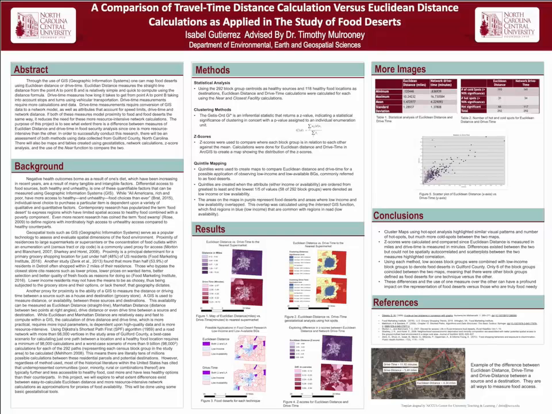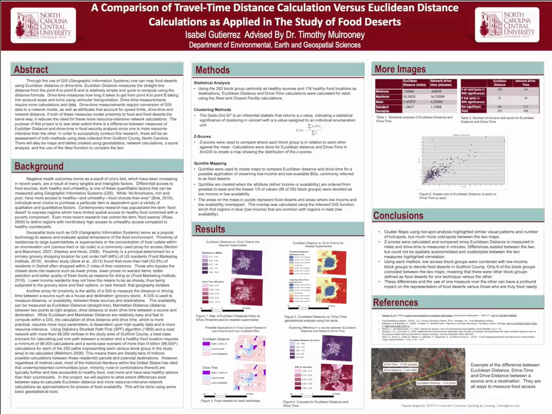The methods we used for our project were statistical analysis, clustering methods, z-scores, and quintile mapping. For the statistical analysis, we used 292 block group centroids as sources and 118 healthy food locations as destinations. Euclidean distance and drive time were then calculated for each using the near and closest facility calculations.